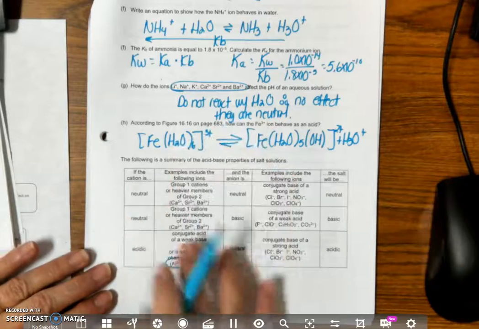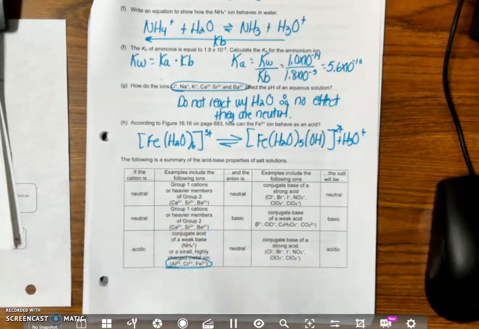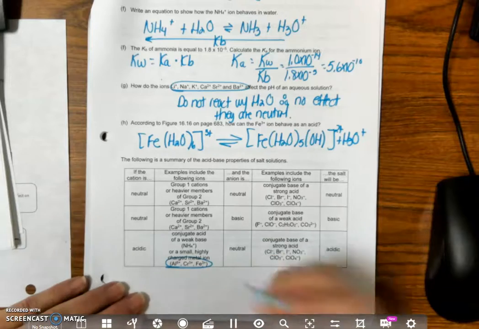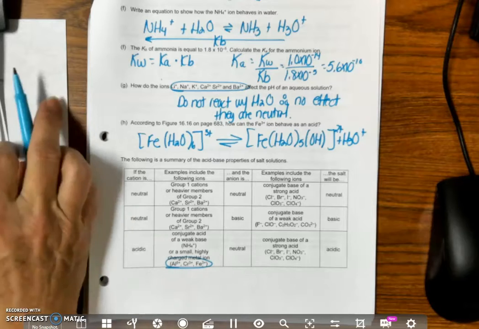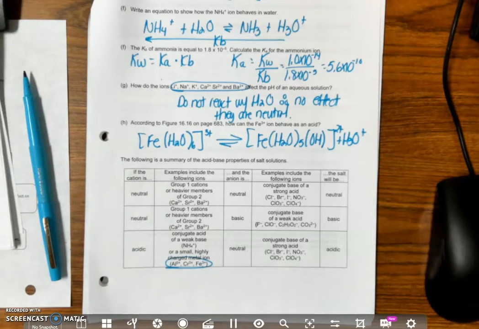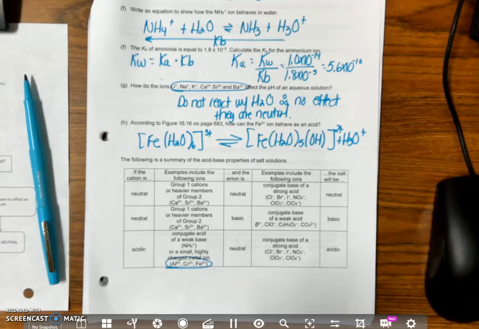Now, this is a table. What we're going to do is, if you're given a salt, and I'm going to give some examples, you're going to dissolve the salt in water, and a couple things can happen. Either you're going to dissolve it, and the cation and the anion are neutral. You're going to dissolve it, and the cation is acidic and the anion is neutral. You're going to dissolve it and the cation is neutral and the anion is basic. Or you could have an acidic cation and a basic anion. How are you going to know whether that salt is acidic or basic?